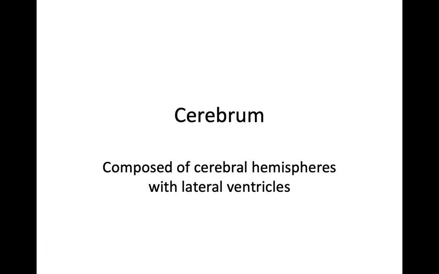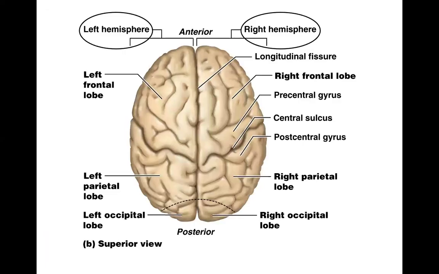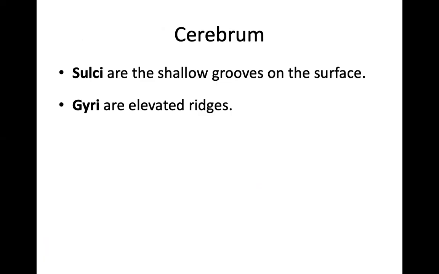The big brain, cerebrum, composed of cerebral hemisphere and lateral ventricles. Here we have longitudinal fissure at the middle, then right frontal lobe, left frontal lobe, parietal lobes, occipital lobes, insula, and the temporal lobe. So 1, 2, 3, 4, 5 lobes.